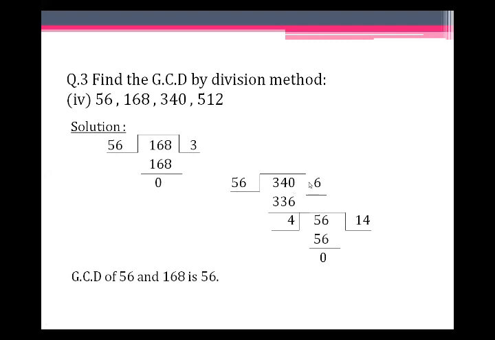Here we multiply 56 by 6, so we get 336. Now we subtract 336 from 340, then we get 4. Here 4 is a remainder and becomes a divisor. Now this number, which was already a divisor, becomes a dividend. So here we multiply 4 by 14, and it divides 56 completely. So students, now we find the GCD of 56 and 340, which is 4.